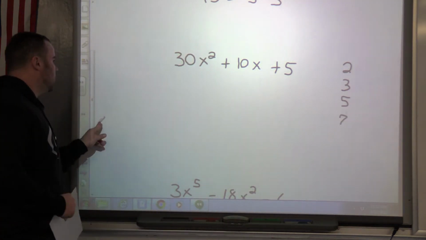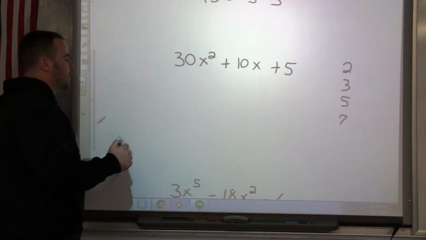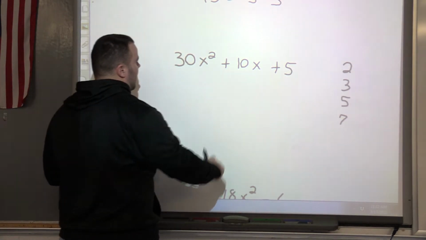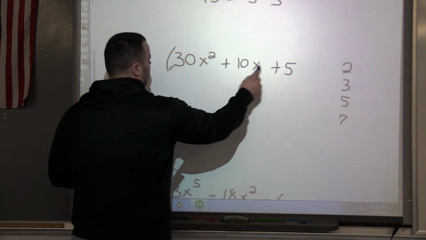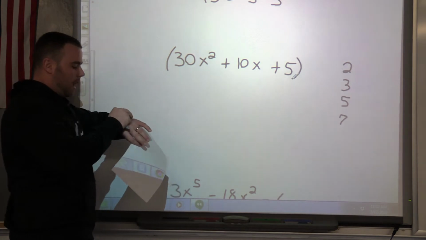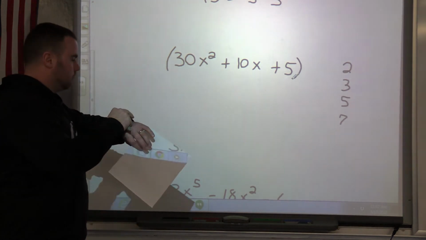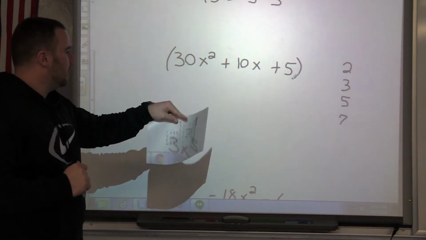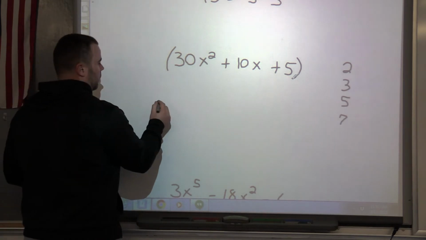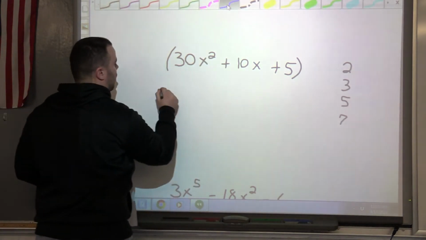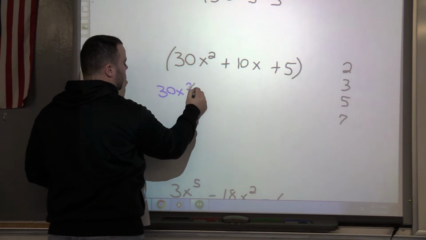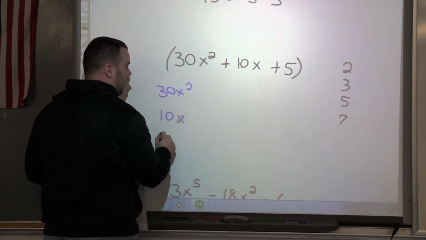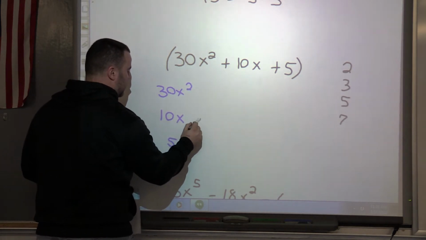All right. So what I'm going to do is take each one of these terms. Here's an example I've got for you. I'm going to break these down into their prime numbers. So right here, I'm just going to start listing them. I've got 30x squared, 10x, and 5. And I'm going to break them down into prime numbers.